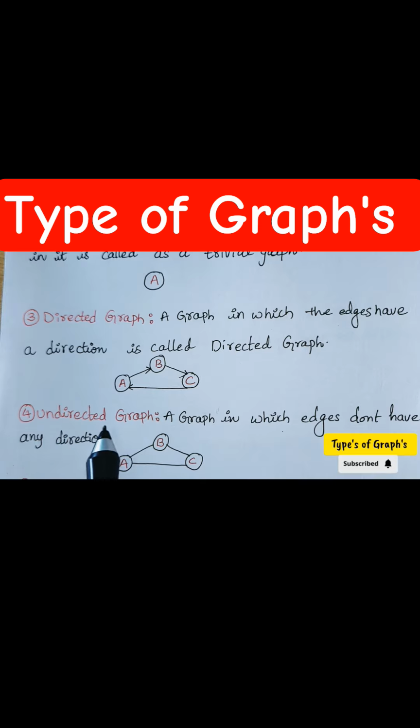The fourth one is undirected graph. A graph in which edges do not have any direction. If you see the difference between directed graph and undirected graph, there are directions between A to B, but here there is no direction. Okay friends, so here the data flows from A to B, but in this the data flows between A to B and B to A. So when you see the arrow marks, this is called a directed graph. When there are no arrow marks, this is called an undirected graph, friends.